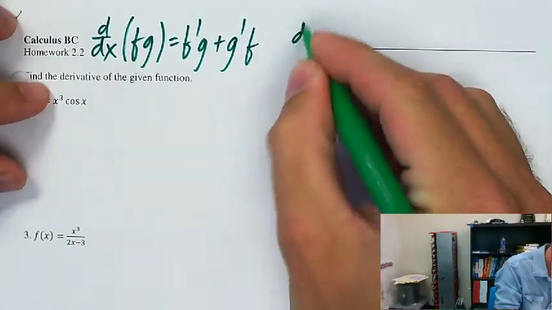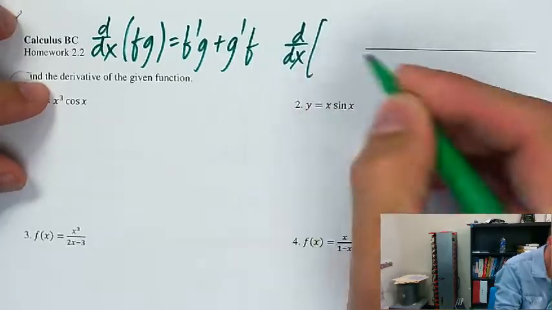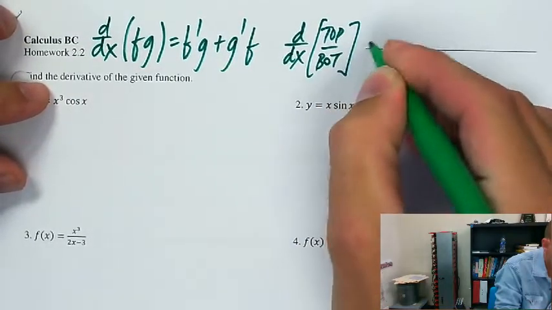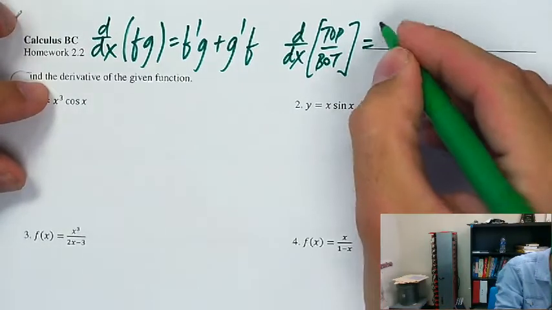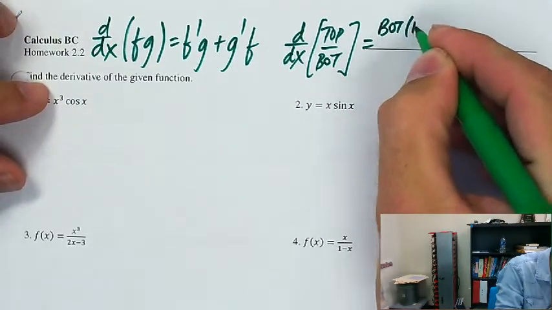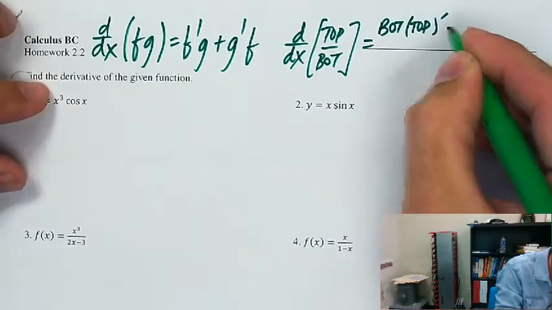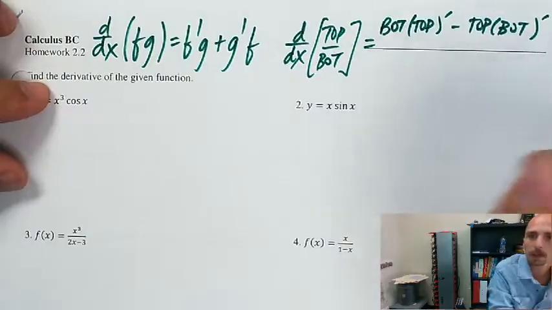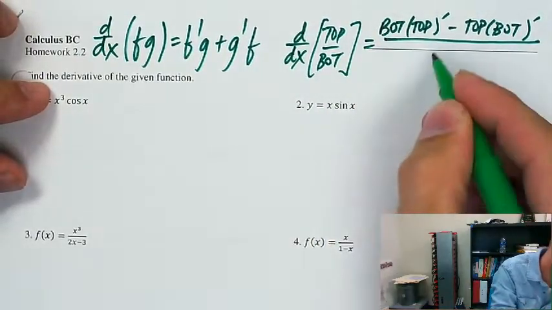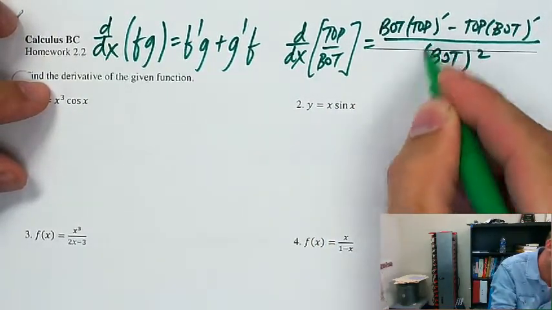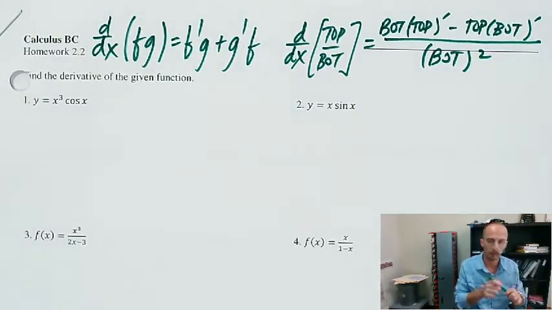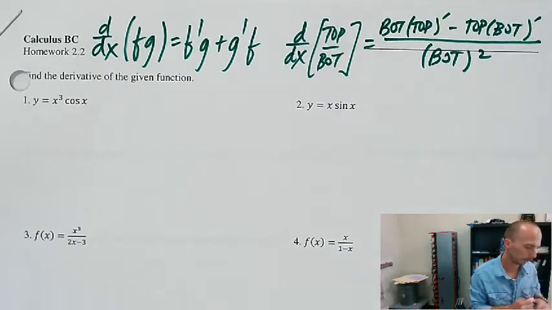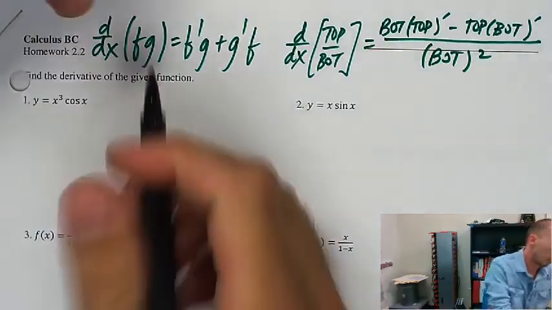Okay. And then the derivative with respect to x of something like top over bottom is going to be bottom times the derivative of the top, minus the top times the derivative of the bottom, divided by bottom squared. So I won't be able to keep that up at the top of the screen the whole time I'm working these problems, but long enough that you see where I'm coming from.